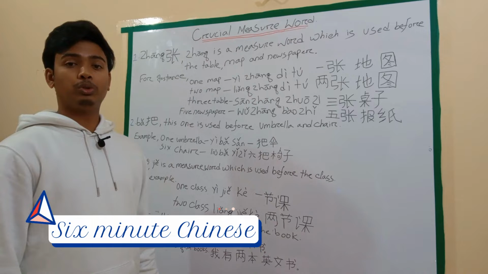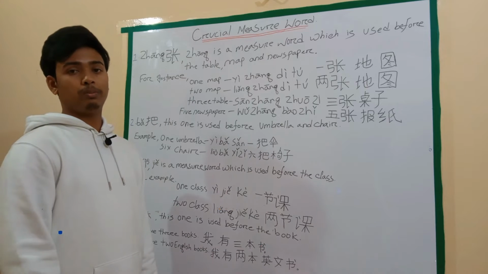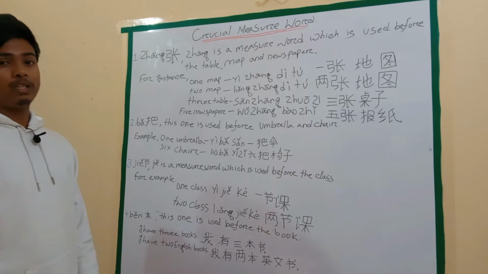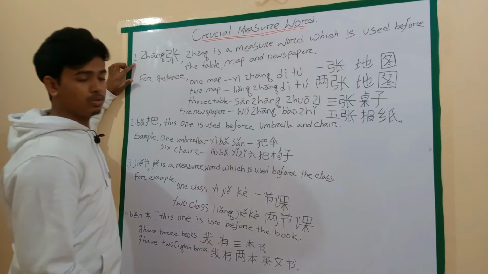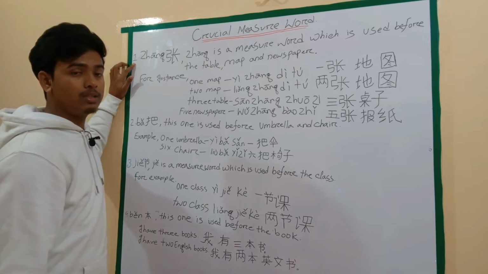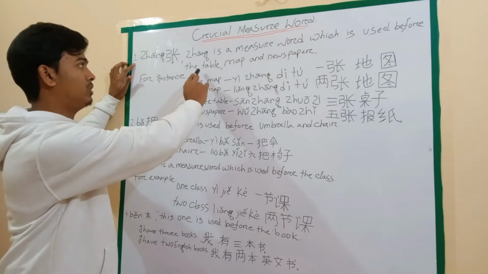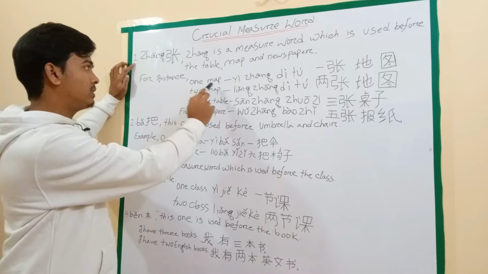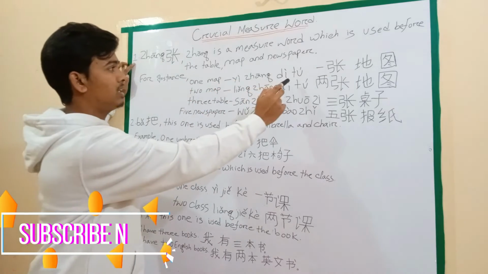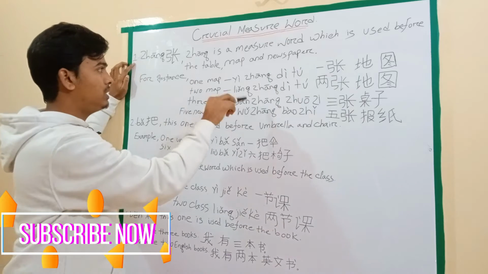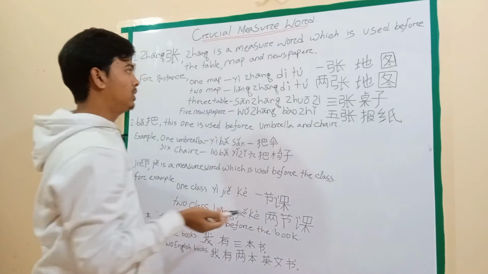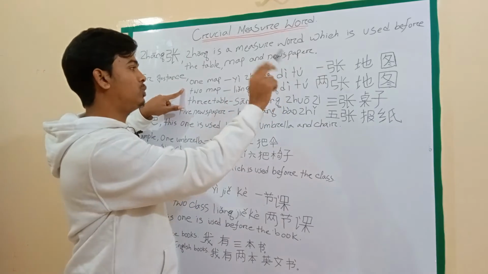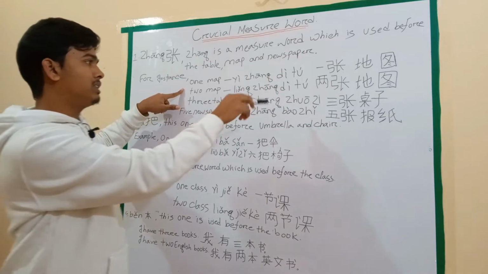In this video I am going to show you how to use measure words. So let's get started. First of all, I have written a measure word which is called Zhang. Zhang is a measure word which is used before table, map and newspaper. So if I say one map, 一张地图, how do you say two maps? 两张地图.